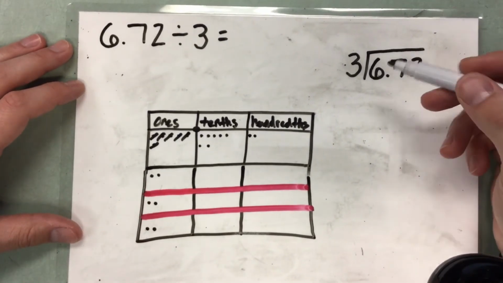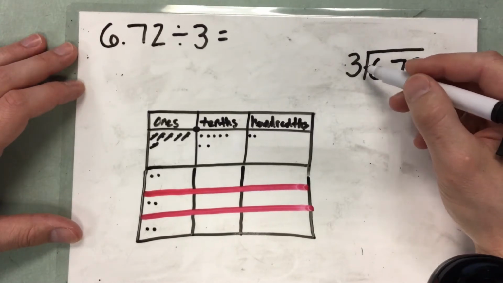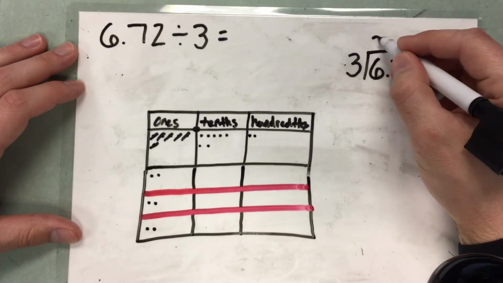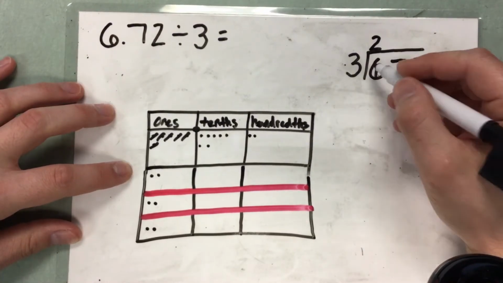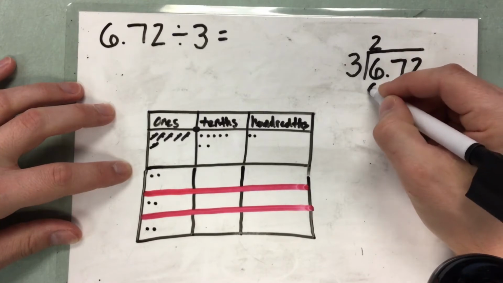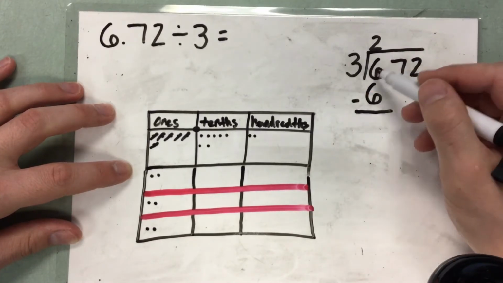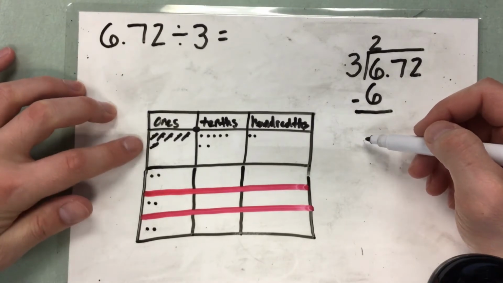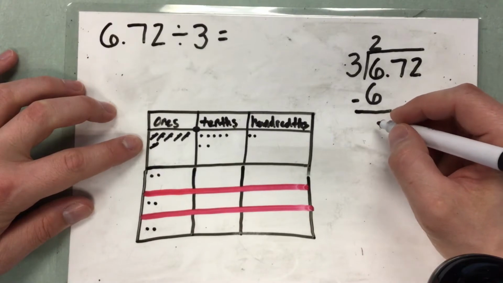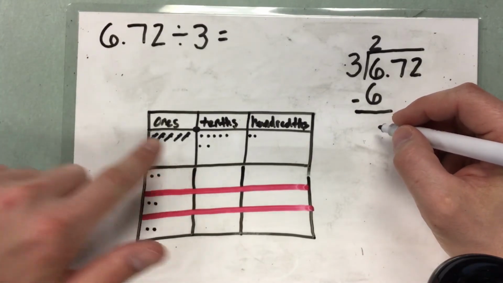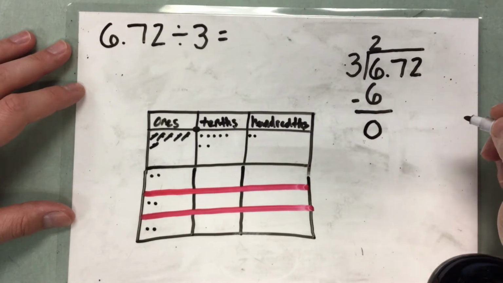So looking at our standard algorithm, what does that look like? Well, 6 divided by 3 is 2. So there's 2 in each group. Now we're going to take the 6 that we just shared and we're going to subtract. So that's what we did when we marked these off. We subtracted the 6 ones that we shared. How many ones do we have left to share? We have 0 ones left to share.